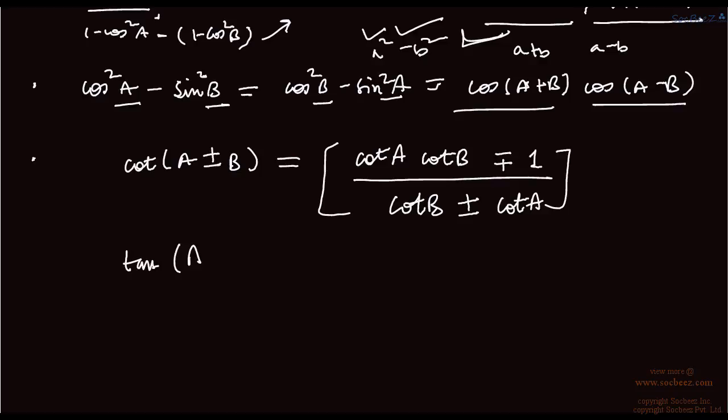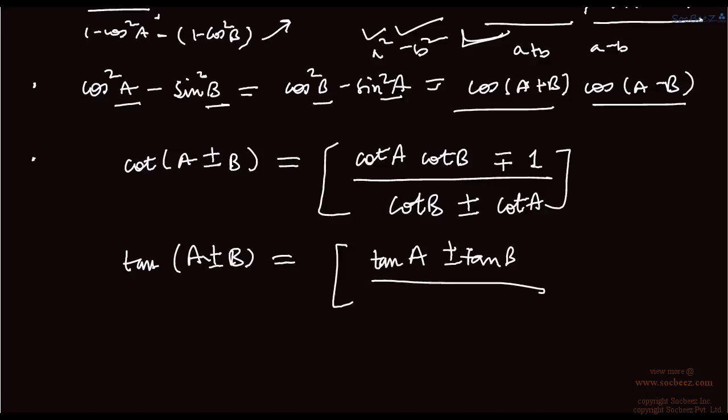Similarly, for tan you can write A plus minus B will be tan A plus minus tan B upon 1 minus plus tan A tan B. Okay, these are simple. Tan of A plus B is tan A plus tan B upon 1 minus tan A tan B. Like tan of 53 plus 27 you have to calculate, then tan 53 plus tan 27 upon 1 minus tan 53 tan 27.